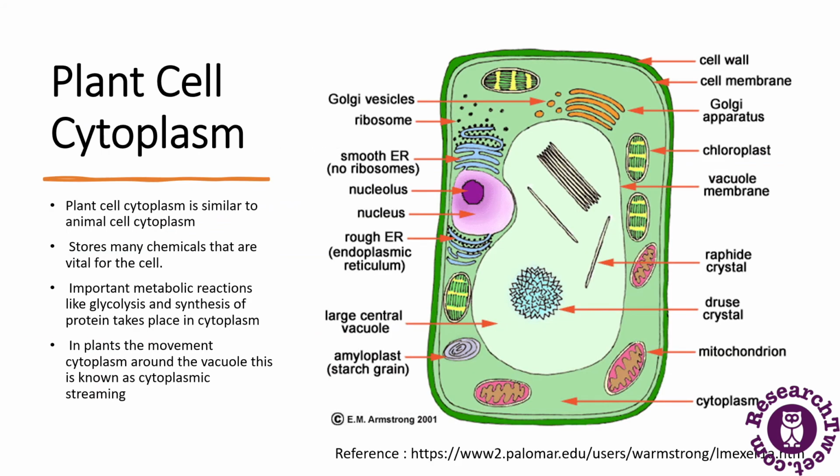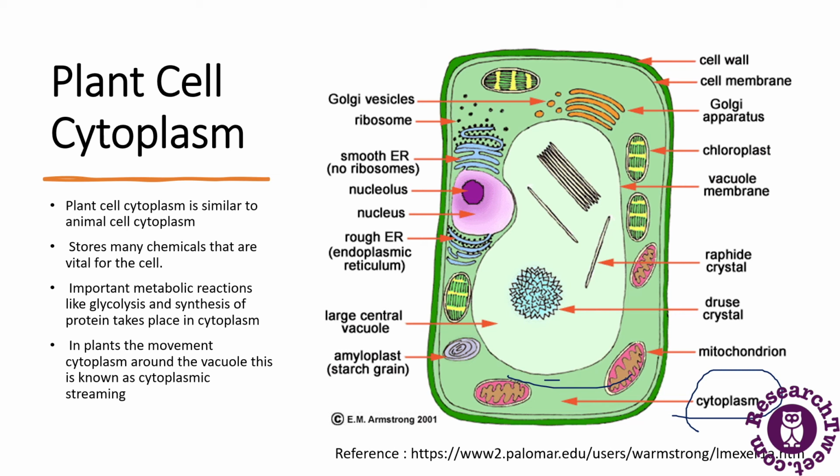Now we are focusing more on the plant cell cytoplasm. This is a diagram of a plant cell. Where is the cytoplasm? It is depicted here, between the plasma membrane and the nucleus. It is a semi-liquid present in the cell.